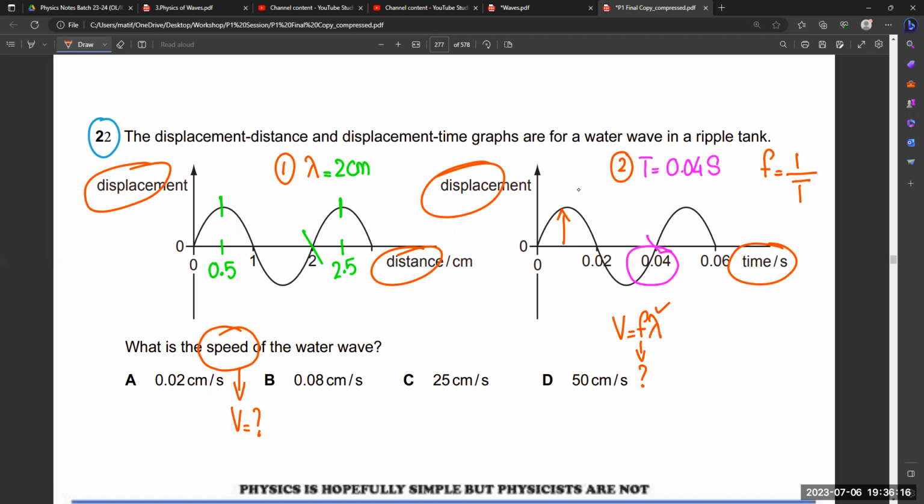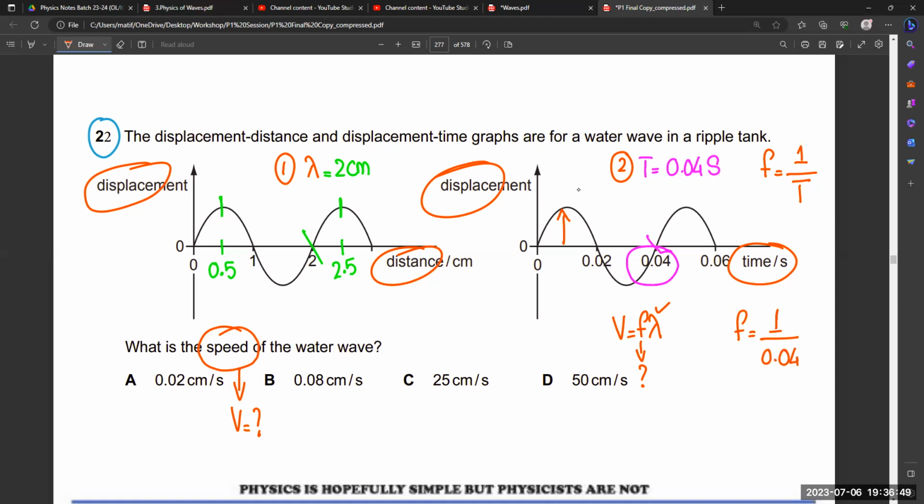Wait, what's the I for? That is actually one, that is 1 over T. Frequency is inversely proportional to time period. If we increase the period, frequency will decrease. Or if we increase the frequency, time period will decrease, right? So you simply find out the value of frequency from the formula f equals 1 over T. So f will be equal to 1 divided by 0.04.